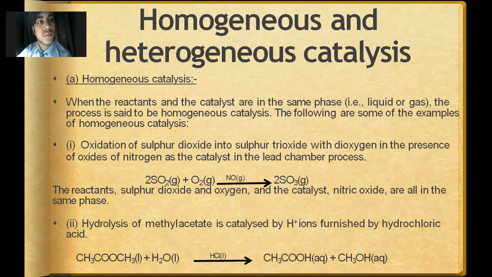Example first is oxidation of sulfur dioxide into sulfur trioxide with dioxygen in the presence of oxides of nitrogen as the catalyst in the lead chamber process. So if you want to convert the sulfur dioxide into sulfur trioxide, in that situation you are taking the catalyst, nitrogen oxide, in gaseous phase. After seeing this bracket and the state of the reactant and catalyst, you will be able to identify that this is a homogeneous catalyst. Okay.